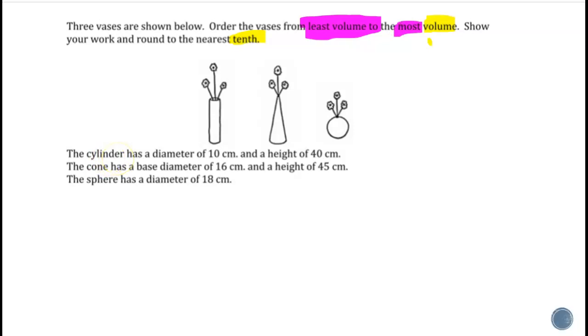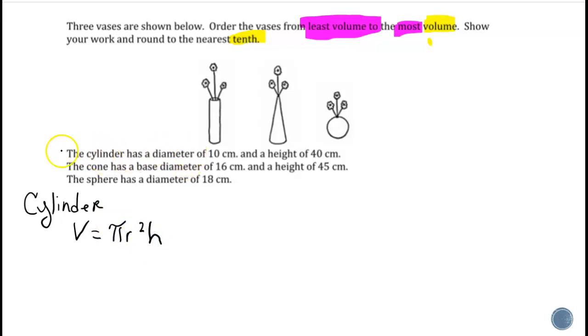The cylinder has a diameter of 10 centimeters and a height of 40. First thing I think of is, for a cylinder, I need to think of the formula that goes with cylinder. So I'm thinking of my cylinder formula for volume. Volume equals pi r squared h. So I want to write that down.